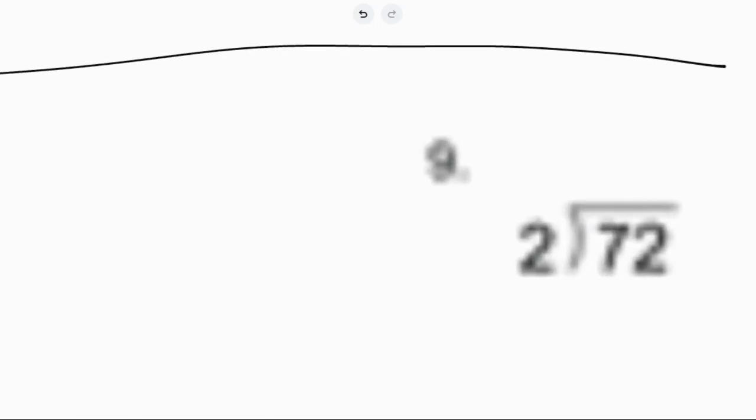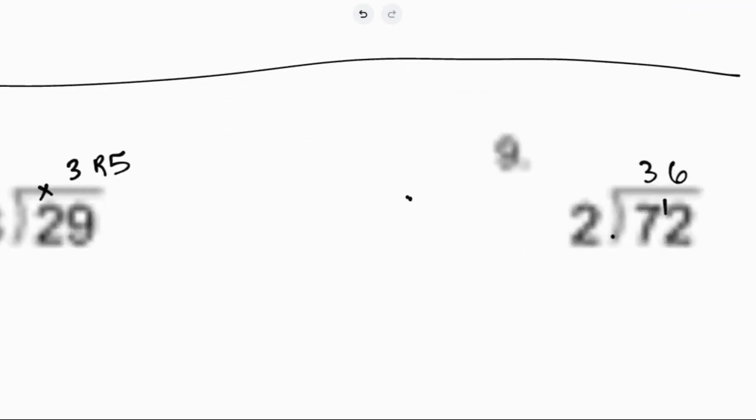So this one is an interesting problem. You can see it's an even number being divided by 2, and all even numbers are divisible by 2. So your first step is to divide, and you're going to do this in your head. It goes in 3 times. 3 times 2 is 6. 7 minus 6 is 1. 12 divided by 2 is just 6. You should know that. And so it comes out to an even 36.